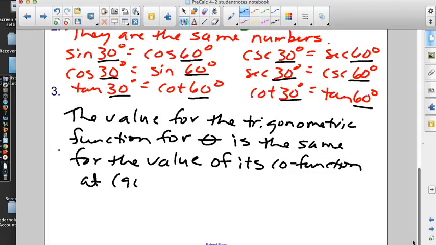At 90 minus theta degrees. So in geometry, we never talked about cofunctions. But in trig, sine and cosine are cofunctions. Tangent and cotangent are cofunctions. Because that co from complementary tells us that they have to add to 90 degrees. So they get that fancy name, cofunction. And we go through that.